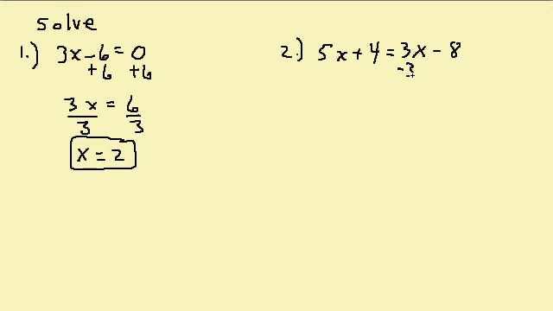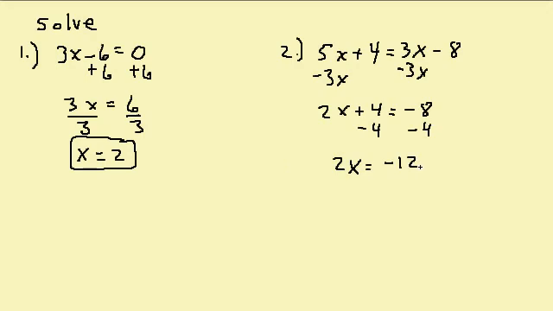So we're going to subtract 3x to both sides. So we get 2x plus 4 equals negative 8. And then we're going to subtract 4 to both sides. So we get 2x equals negative 12. And then we divide both sides by 2. And so we get x equals negative 6.